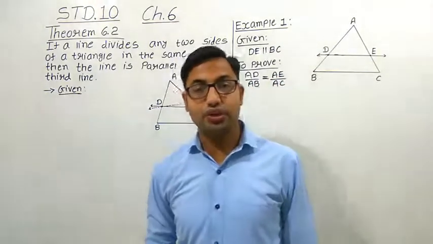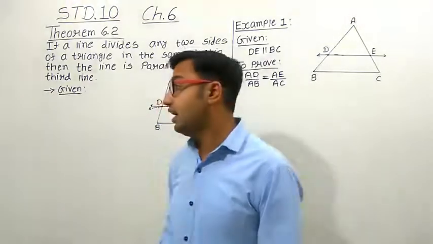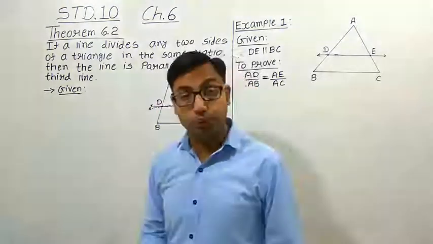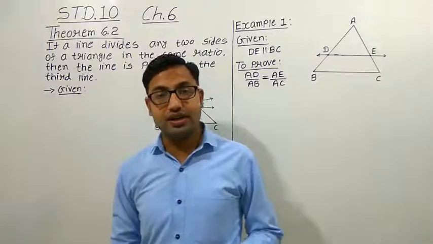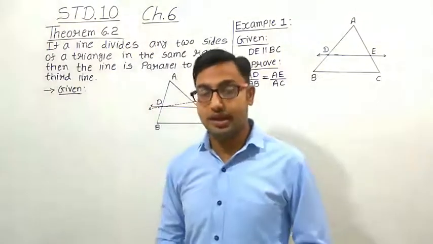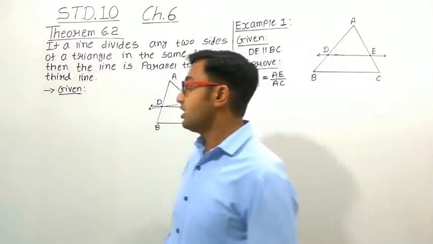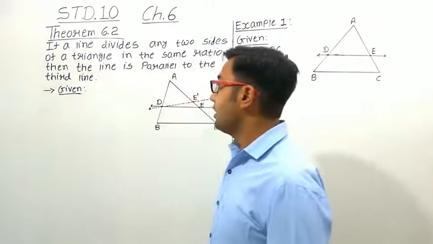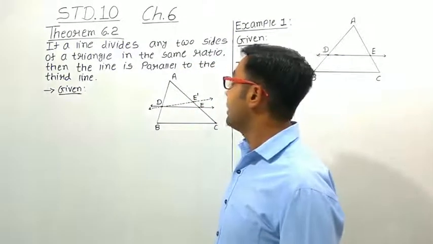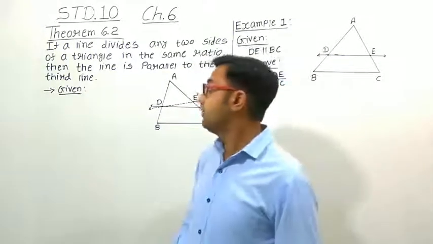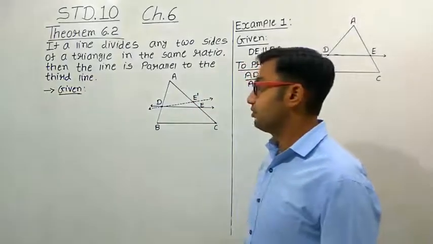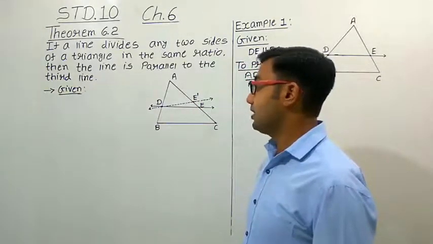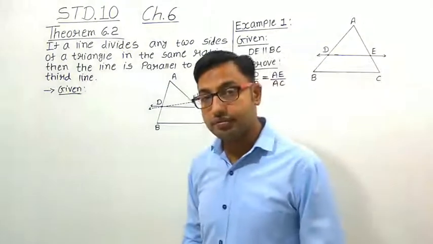Hello students, today we will study Theorem 6.2. This is a theorem from Standard 10, chapter number 6, Triangles. So what is the statement? The statement is: if a line divides any two sides of a triangle in the same ratio, then the line is parallel to the third side, right?